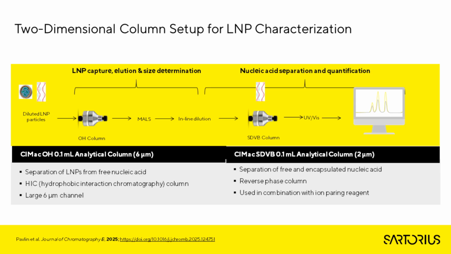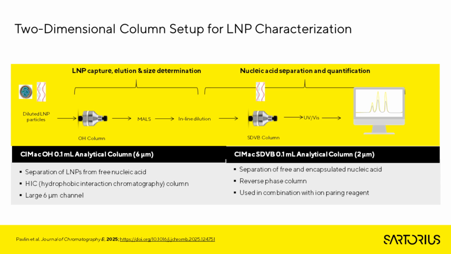The sample is just directly injected on the system, and in the first part, lipid nanoparticles are caught on the HIC column. Free nucleic acid travels to the second column, where we analyze it using the UV visible detector. In between, the particles stay bound to the first column. Then we elute the particles from the HIC column. The particles travel through the MALS detector, where we determine the size of the particles, and they get caught on the second column, the SDVB column.